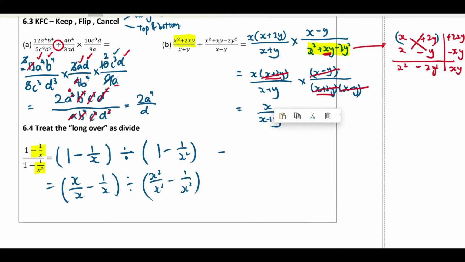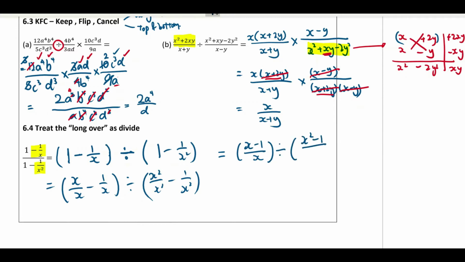Okay, so this would mean it will become x minus 1 over x divided by x squared minus 1 over x squared. You combine the denominator. Now you flip. x minus 1 over x multiplied by x squared over x squared minus 1.